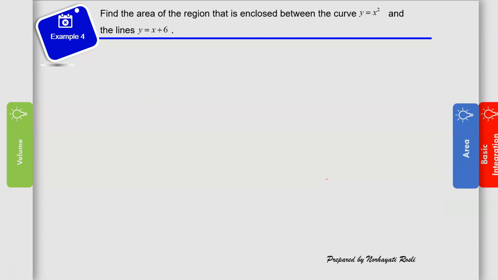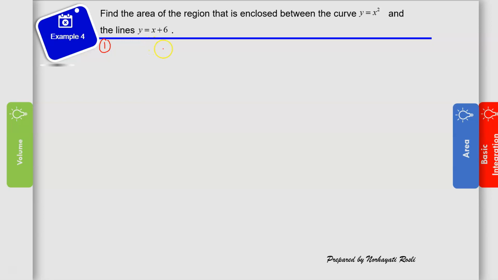So now we go to example 4. The question asks us to find the area of the region that is enclosed between the curve y equal to x squared and also y equal to x plus 6. If you see in this question, we don't have any value of x. So class, for this question, we need to find the values where these two functions intersect.